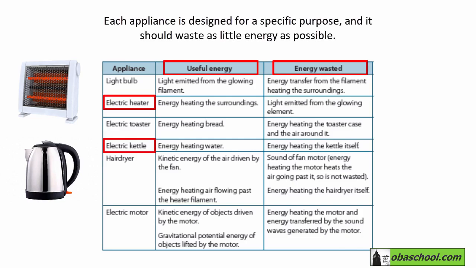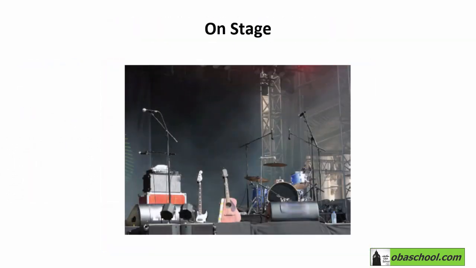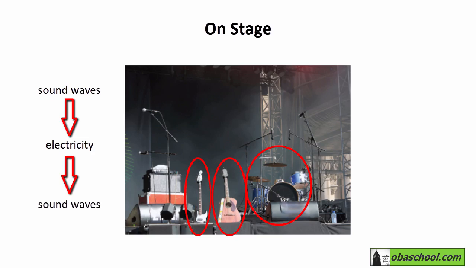You use electrical appliances for many purposes. Each appliance is designed for a specific purpose, and it should waste as little energy as possible. Suppose you were a rock musician at a concert. You would need appliances that transfer the variations in sound waves to electricity and then back to sound waves. But you wouldn't want the appliances to transfer lots of energy to the thermal energy store of the surroundings or themselves.